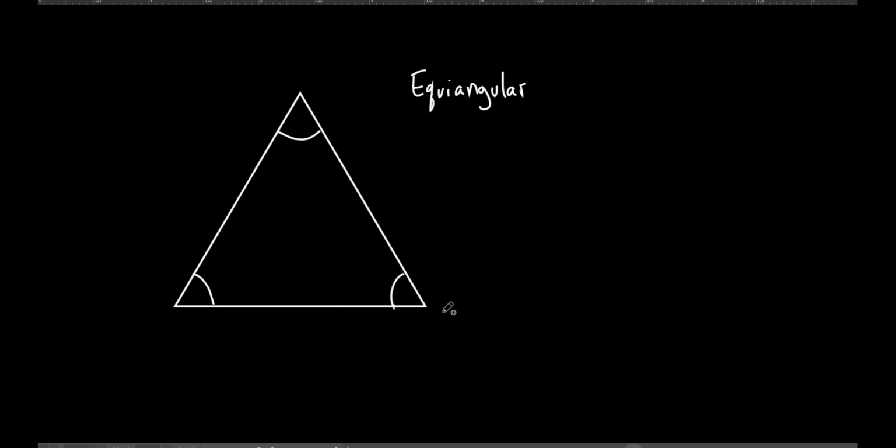What if just all three angles are equal? What do we call it? Equiangular. What if all three sides are equal to each other? We call it equilateral, okay? You got to know these words, okay? This is like learning another language. You got to study these words.